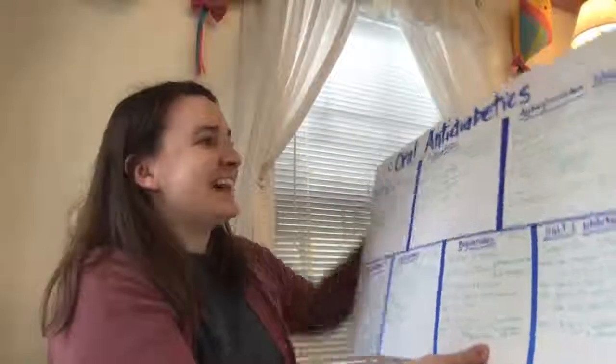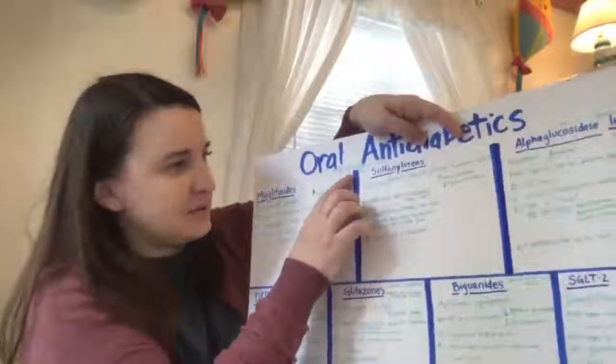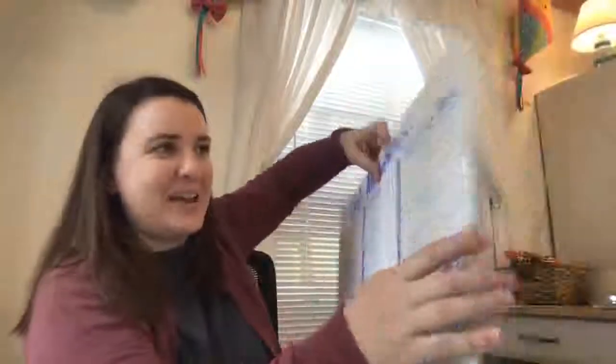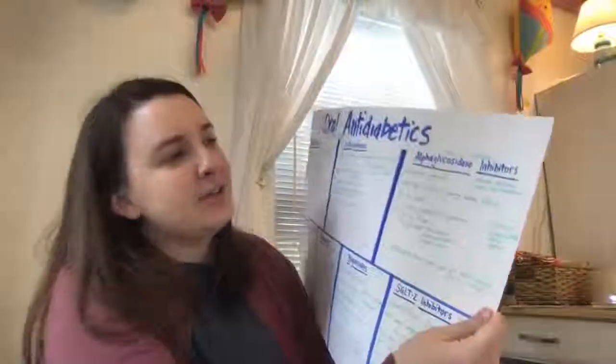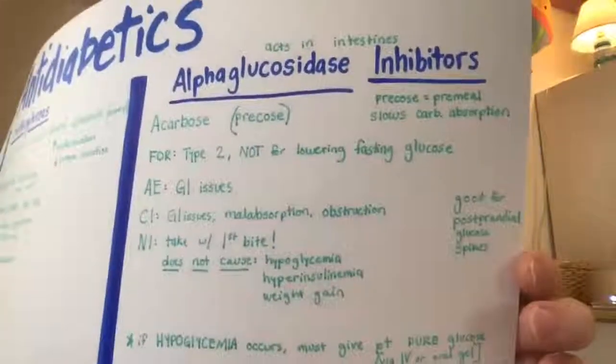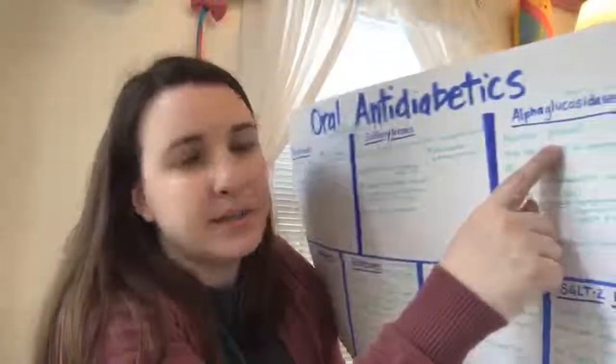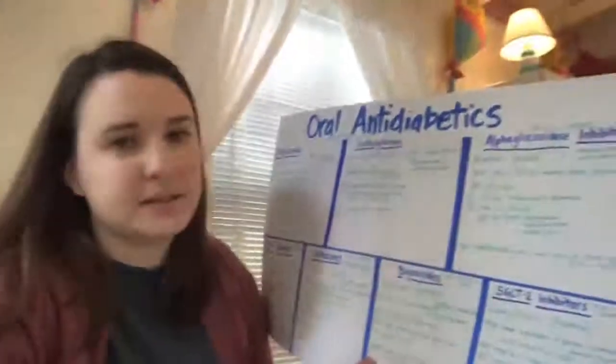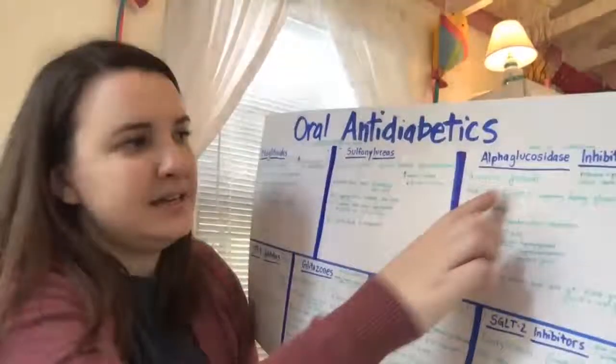So the next class, we're going to get away from the insulin secretagogues, however you say it. We're going to come over here to the alpha-glucosidase inhibitors. I'll give you a second to look at it. These drugs are going to work in the intestines. So now we're into the gut. Acarbose, the brand name is Precose. See if you can see that.